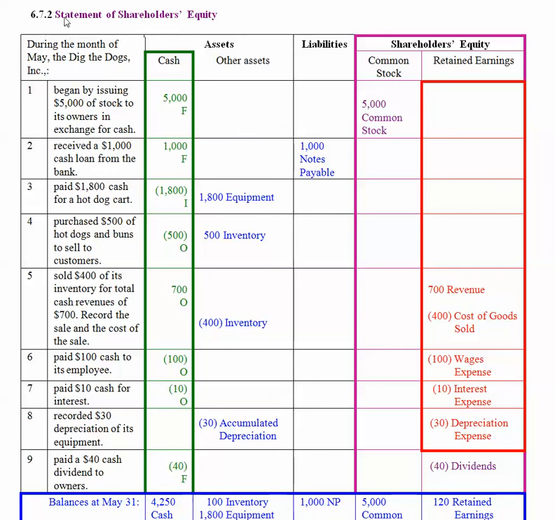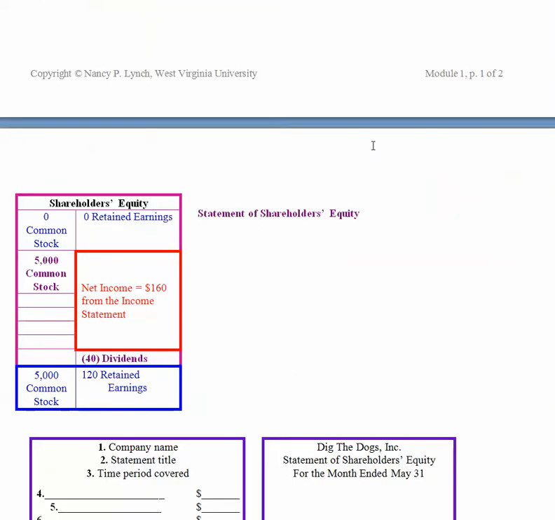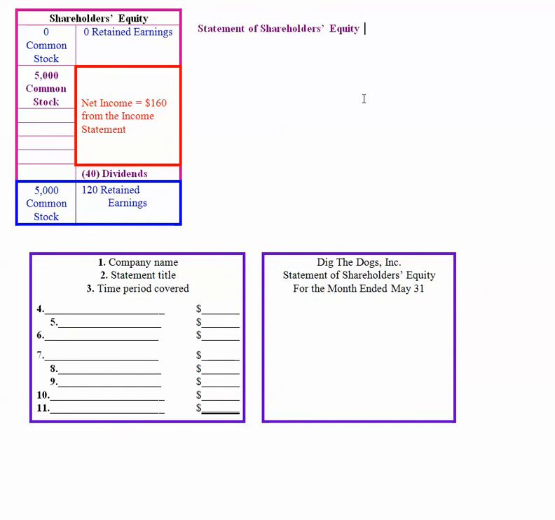Okay, let's prepare the statement of shareholders' equity for Dig the Dogs. Again, you're going to use the accounting equation chart, and to prepare this statement, we're interested in the activity in the far right column, i.e. the shareholders' equity column. So let's go through. In this next slide, I have this condensed so we can see it all at once.